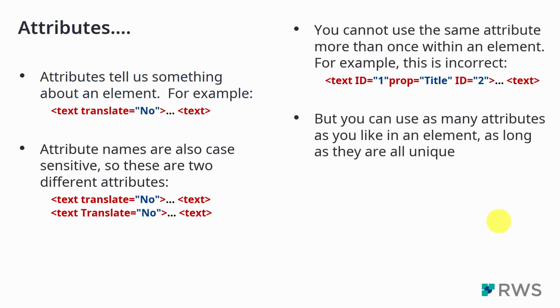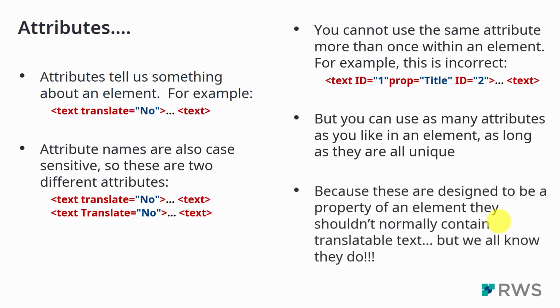So if that one had been written ID equals 1, prop equals title, and ID type equals 2, that would have been fine. And because these are designed to be a property of an element, they shouldn't normally contain translatable text. But we all know that they do, and we often have to deal with it. And that can cause a problem for translators, which we're going to try to look at today.